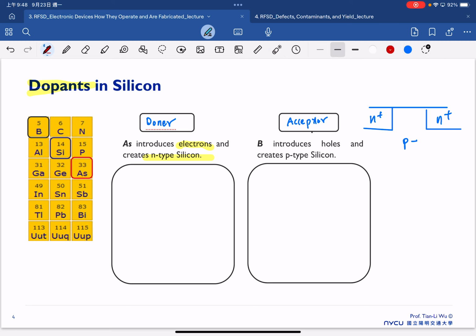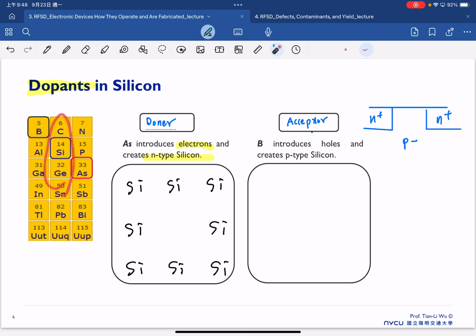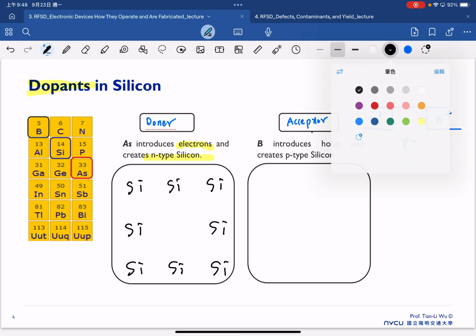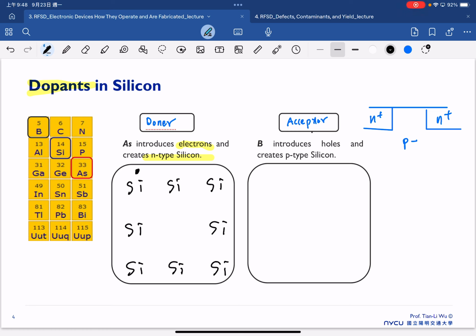So imagine this is the lattice arrangement. We have the silicon atoms in an arrangement here. And as you already know, in the case of silicon, the reason we call this group 4 is that the silicon contains 4 electrons in the outer shell. That's why we call this group 4.